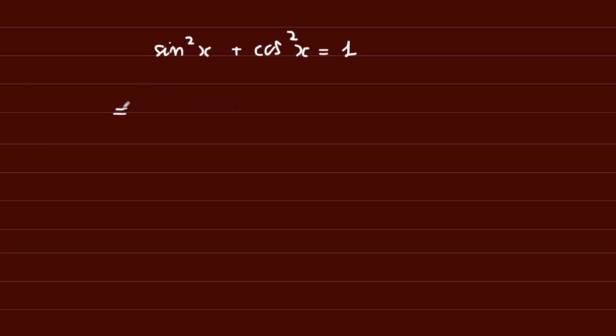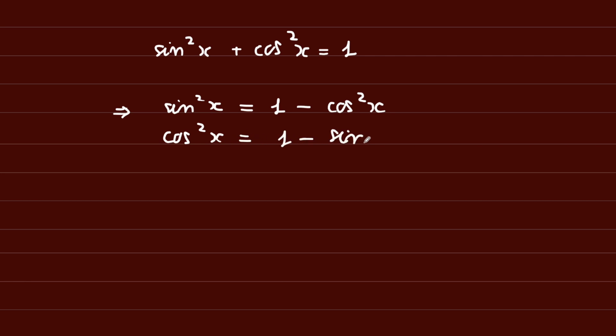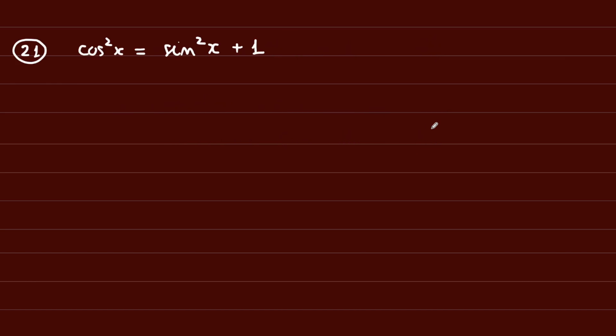From the original equation in here, you can figure out that sine square h equals 1 minus cos square h, and cos square h equals 1 minus sine square h. So from the one equation, you got equation 2 and you have equation 3. Remember these three equations and apply them to question 21.